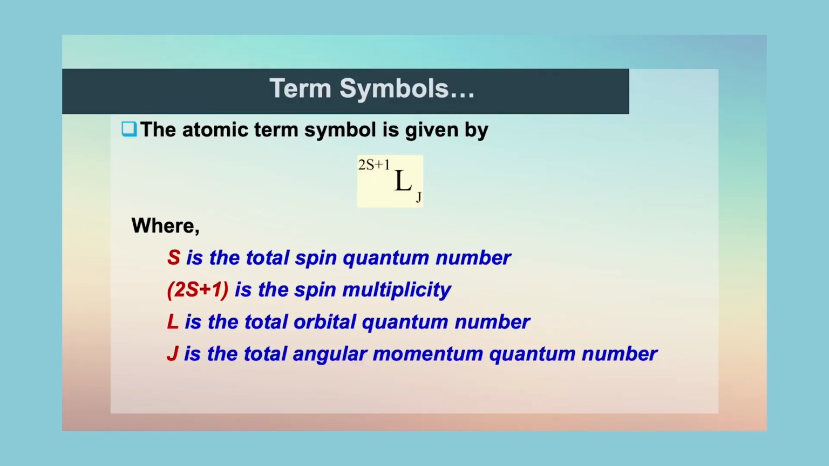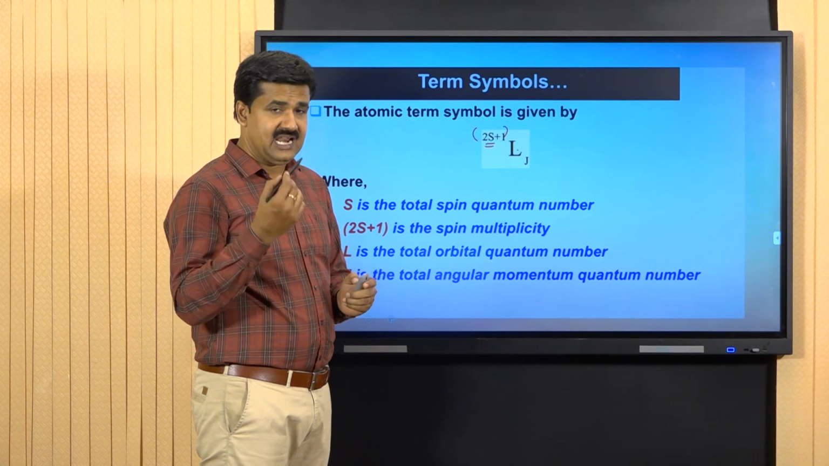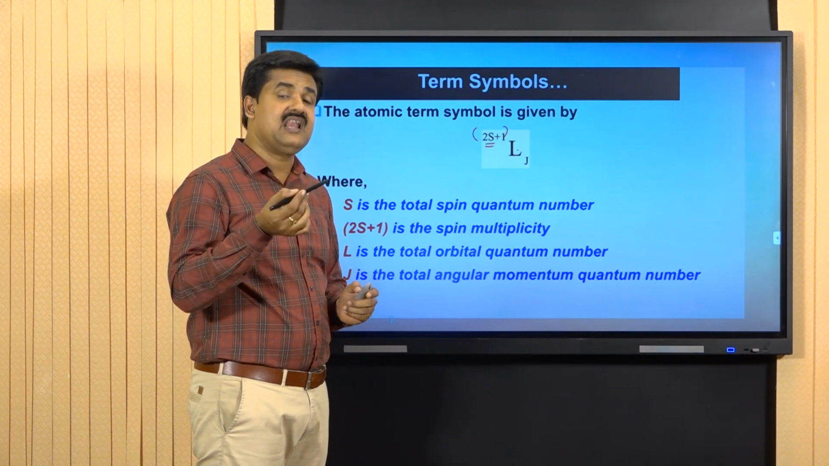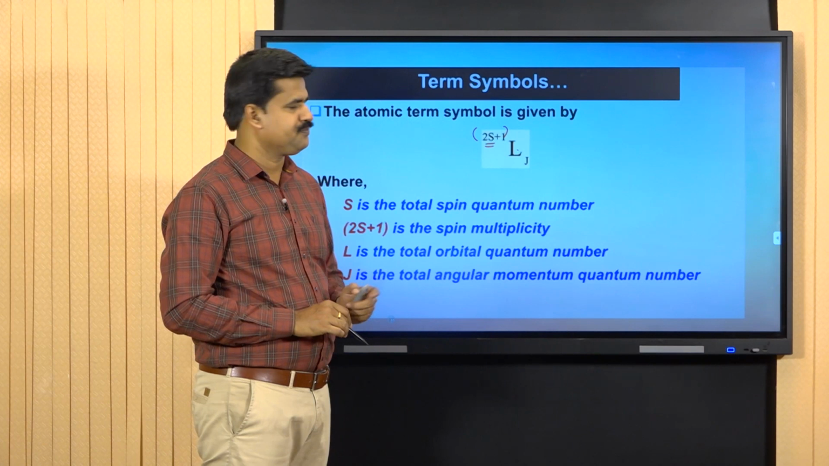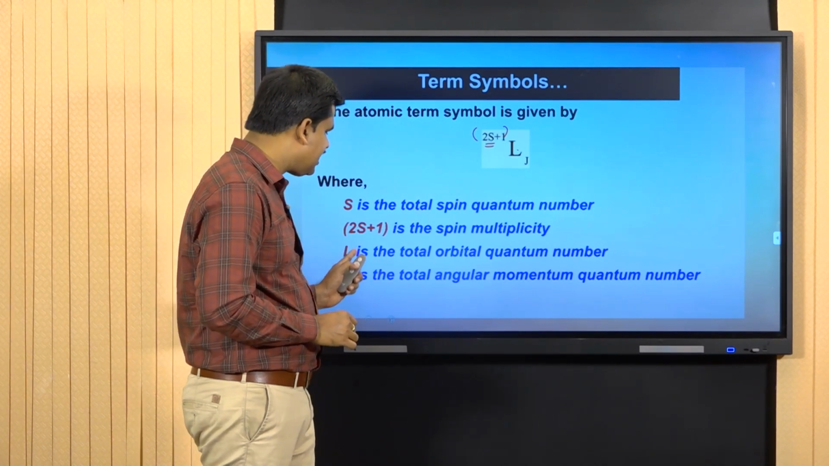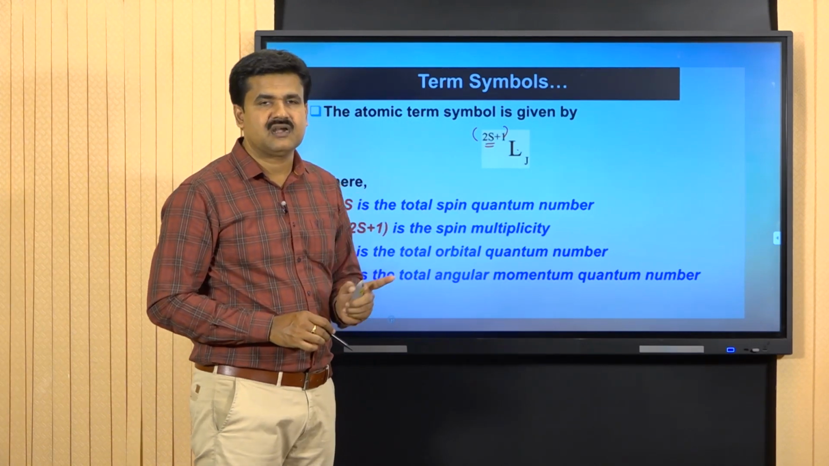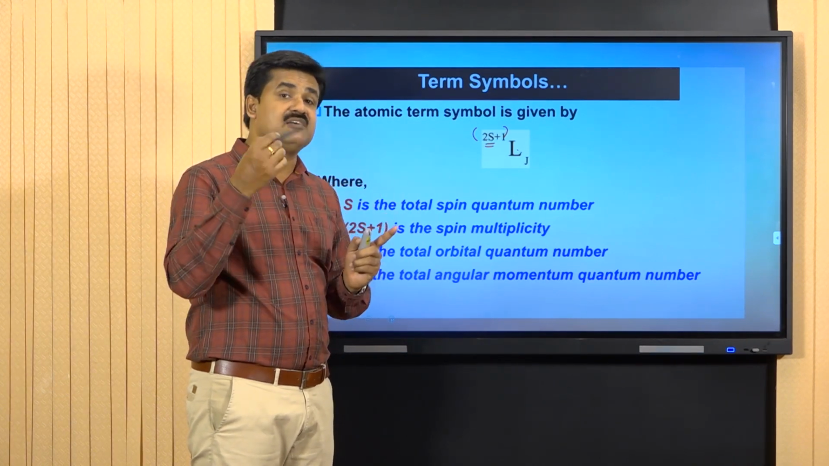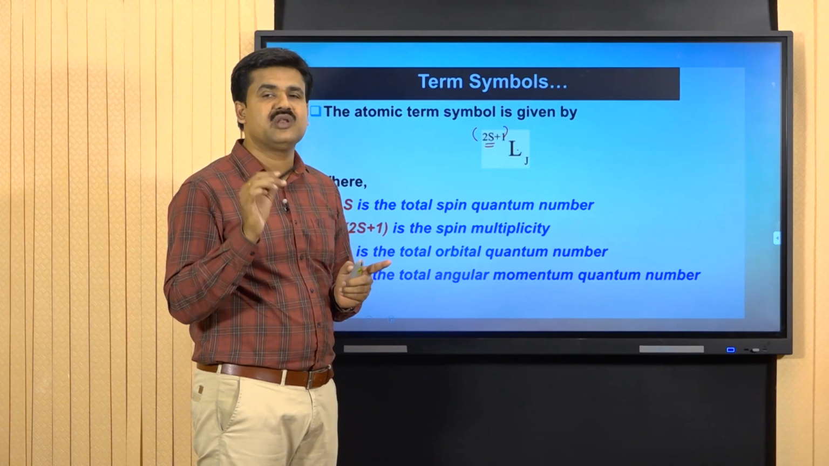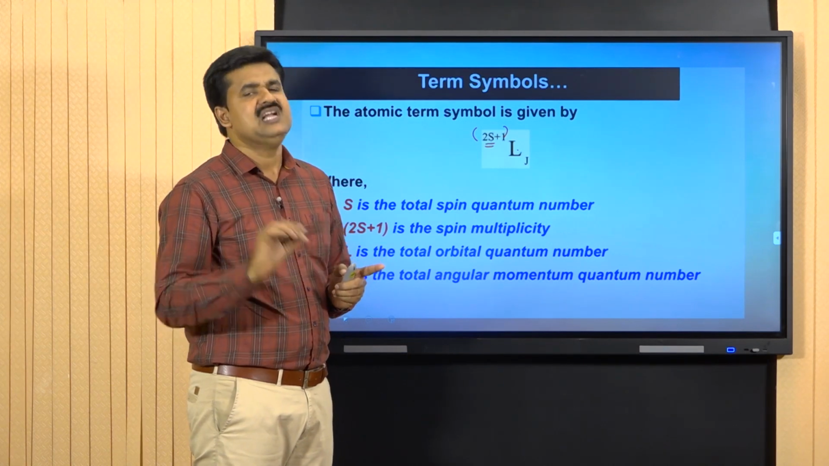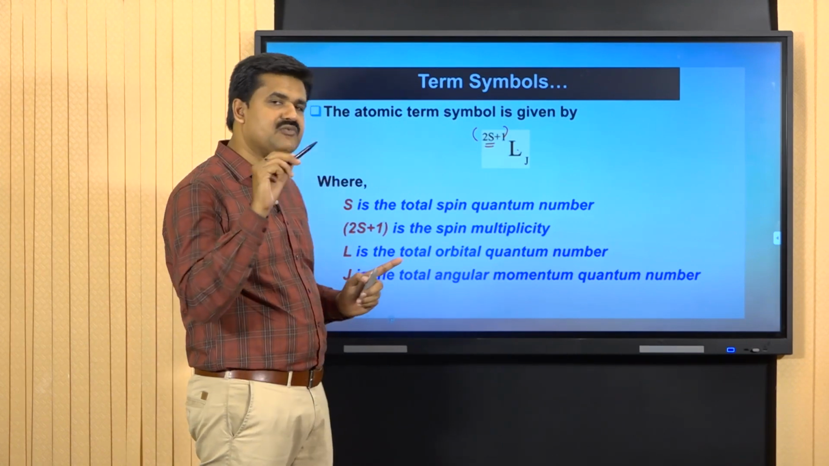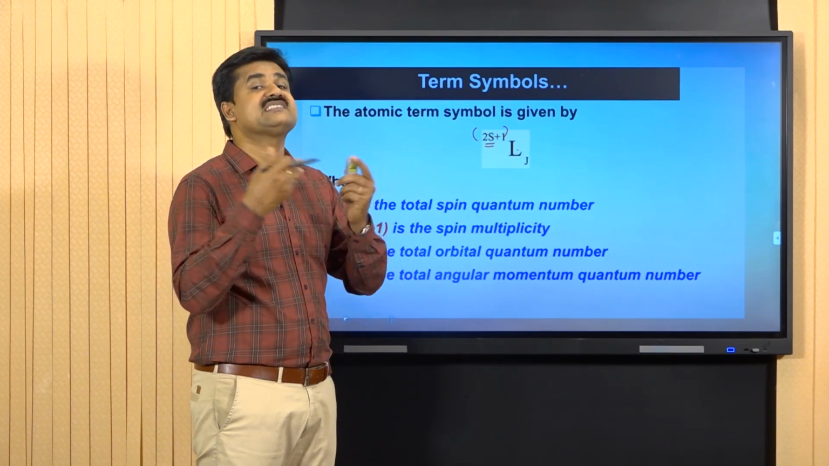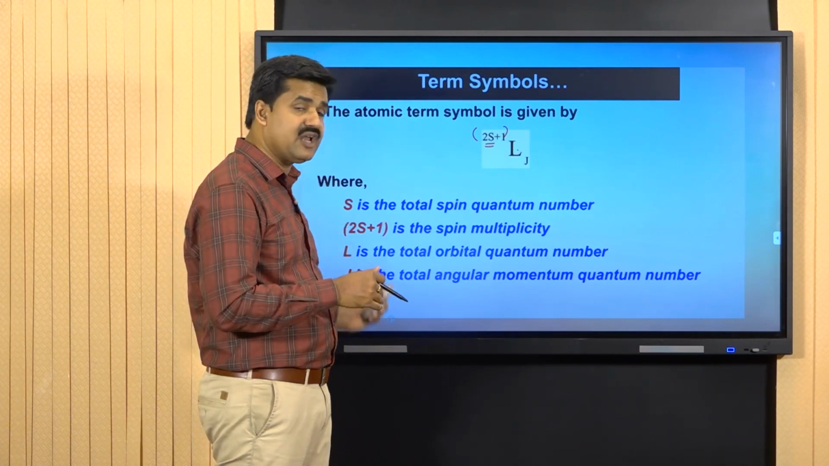Now, capital L represents total orbital quantum number, or we can say L is the total orbital angular momentum quantum number. Finally, there is a term called J. J is called total angular momentum quantum number. Total angular momentum is the vector sum of spin angular momentum and orbital angular momentum. So, absolutely no doubt J consists of L and S. So, there is LS coupling in finding out the value of J.